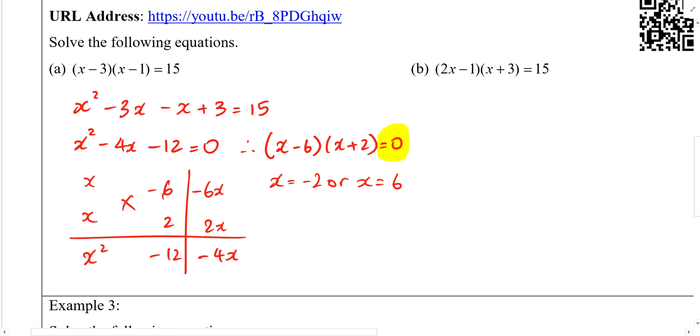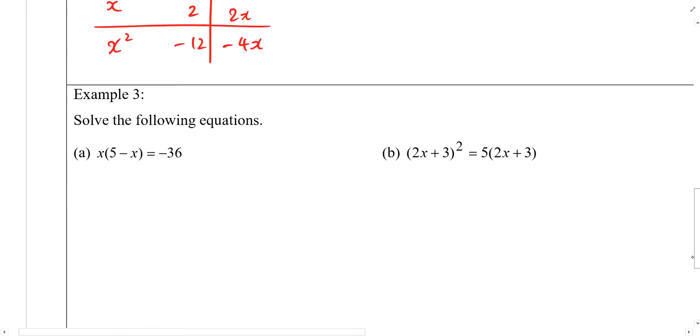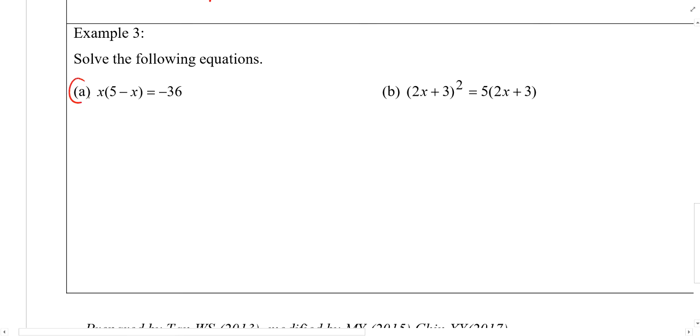I don't think you need help with part B. So this shall be your homework. Example 3B. Okay, 3A is your homework. Let's do 3B now.